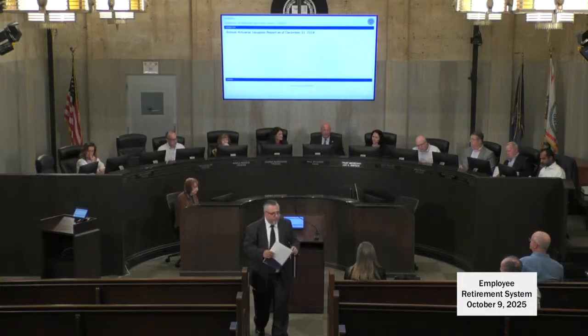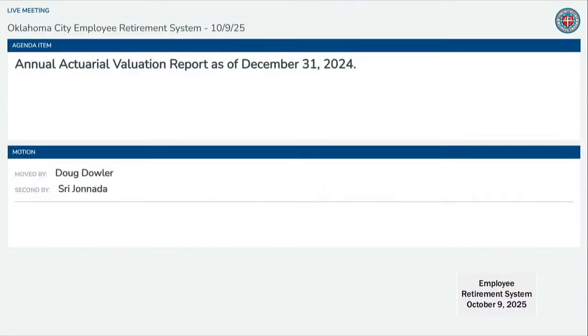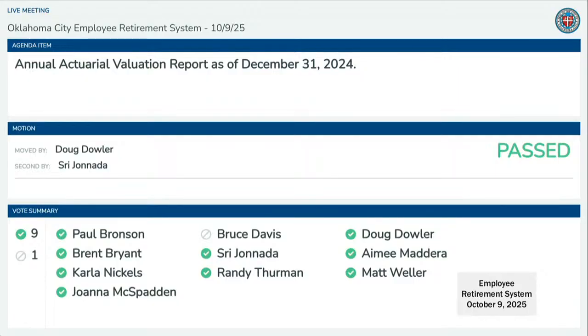Okay, the chair will entertain a motion to approve item 3A. We have a motion and a second. Please record your vote. Item is approved.